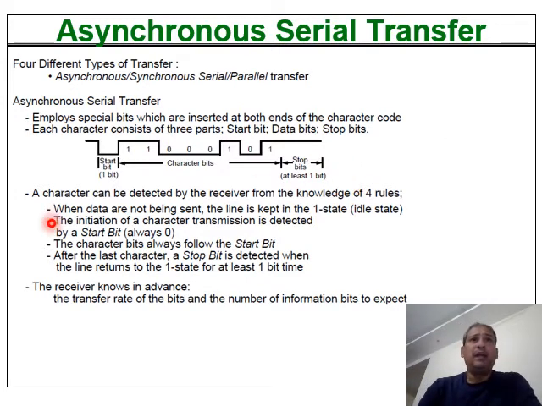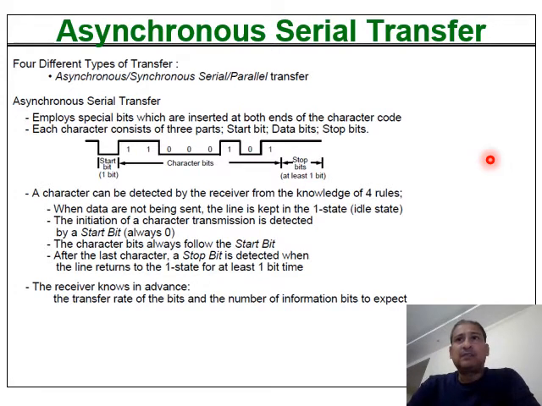By default, the line is maintained at a one state. Now listen to this carefully. By default, when there is no data being transmitted from the source to the destination, the line is maintained at a one state. This one state is the idle state. Whenever the source wants to send some data to the destination, it will start by sending a start bit, then it will send the character bits, and it will finish off by using the stop bits.